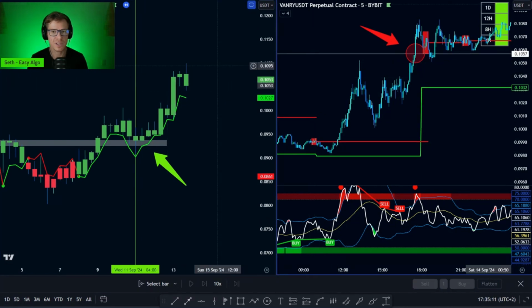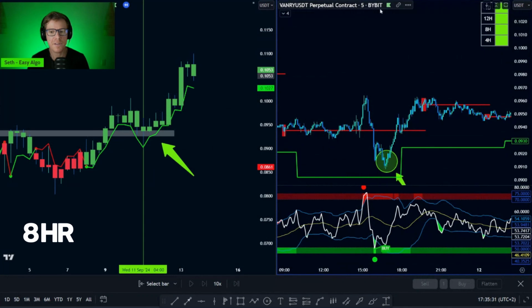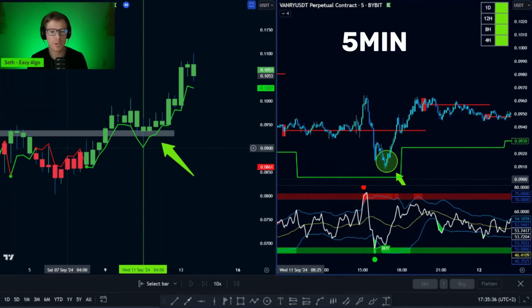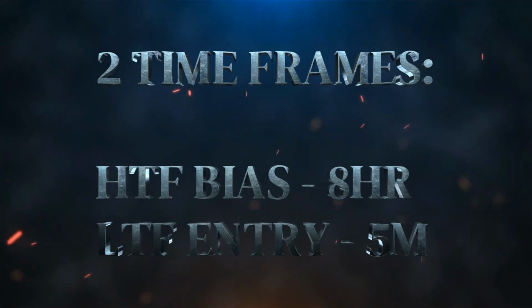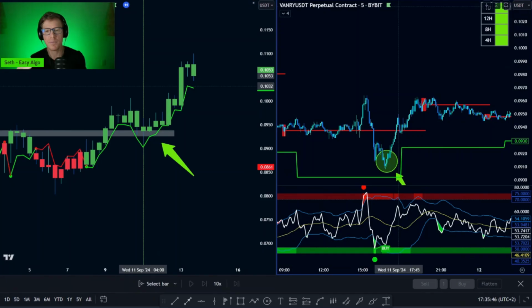So first of all, I'm using 2 time frames. You can see I've got the 8-hour time frame as my higher time frame bias, and I'm using the 5-minute time frame for my lower time frame entries. I'm using 2 time frames for the strategy, a higher time frame for our bias to understand what is the direction of the market, and then the lower time frame for entries to get those precise sniper entries into the trade.